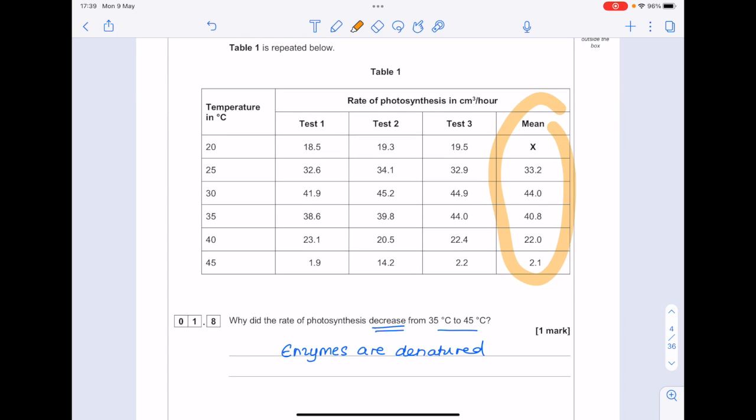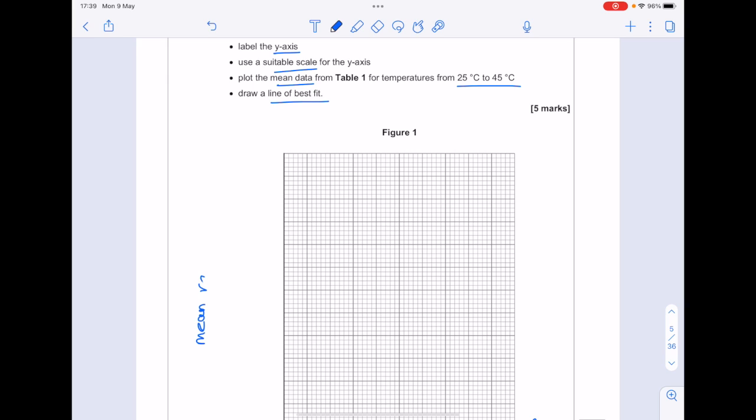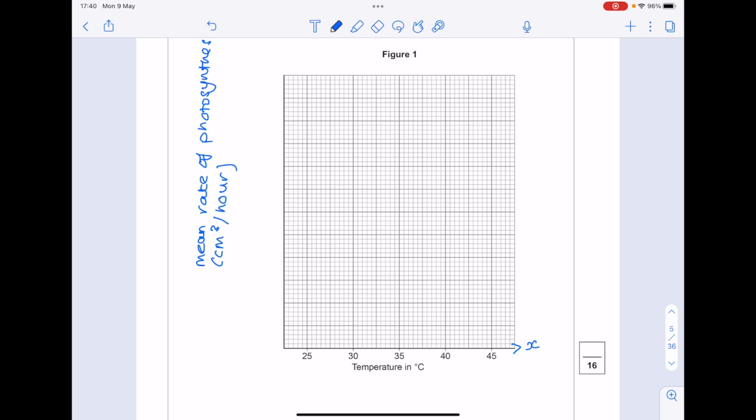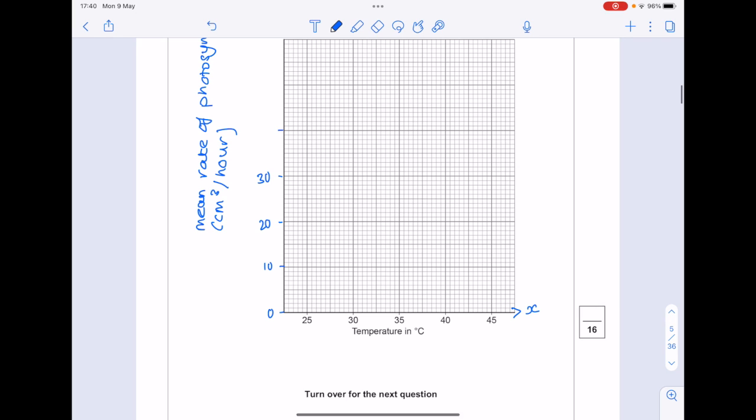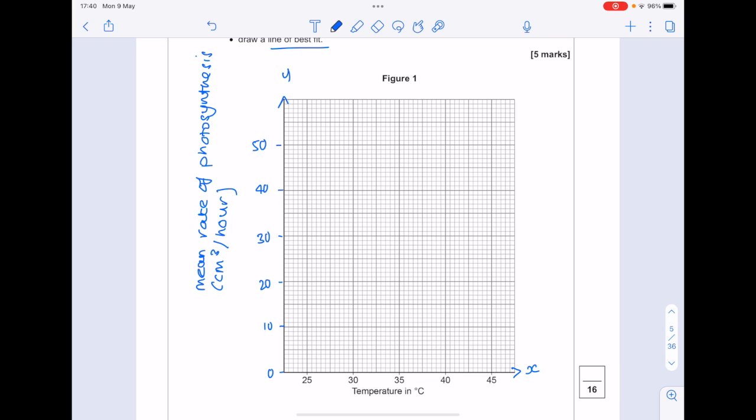Now, in terms of what you're plotting on the y-axis, it's this column along here. So the y-axis is the mean rate of photosynthesis. Don't forget your units. That's in centimetres cubed per hour. Take it directly from the table. Pick a sensible axis. We go from 2.1 up to 44. So let's go 0, 10, 20, 30. Because remember, we need to occupy at least half the graph paper. So that's your y-axis.